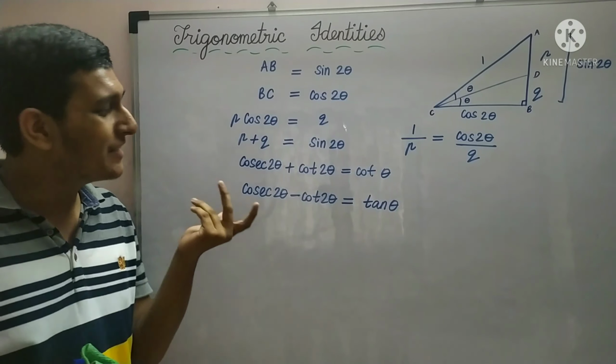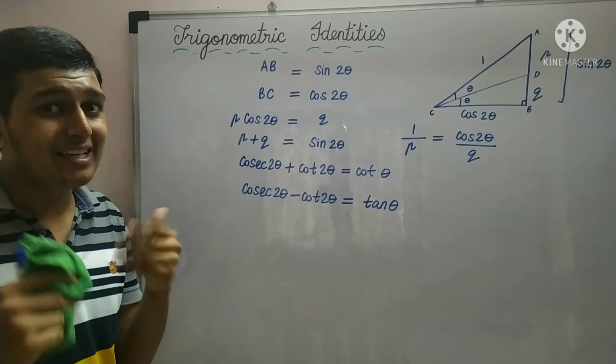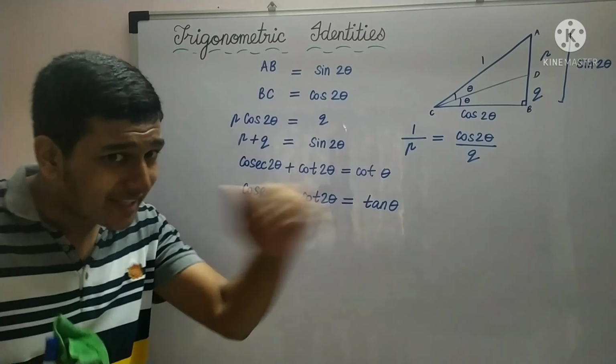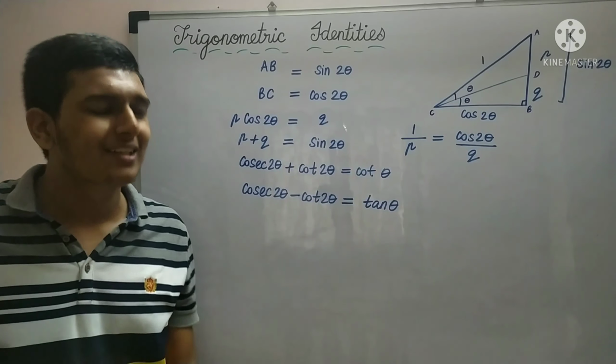So let me know in the comment section if you figure out how these equations can assist us to derive sin 2 theta and cos 2 theta formulae.